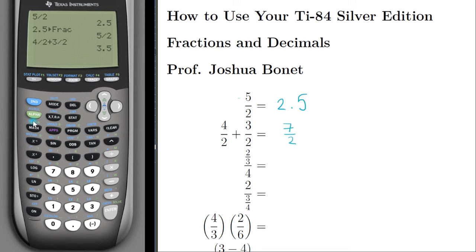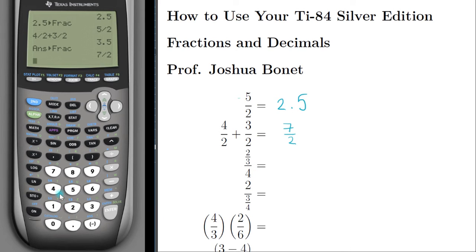Okay. Now again, if you want 3.5 in fractions, you go to math, press the first one, Frac, and it gives you 7 over 2. Okay. Now in some cases, the parentheses will be needed. Now let's look at this example: a fraction divided by a number. So 2/3 divided by 4.